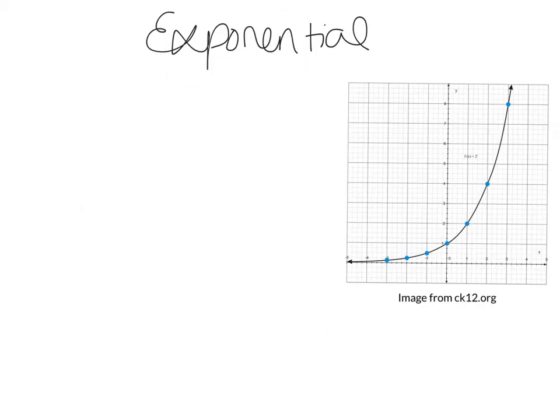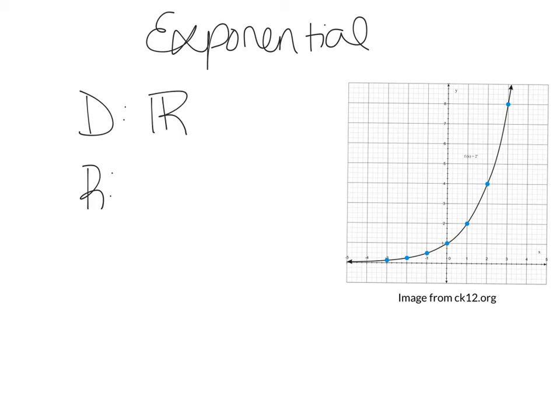Exponential, the domain and range for an exponential graph. Well, let's analyze the domain. The domain in this case, if I took a trip on the x-axis, I would always hit a point. So my domain is all real numbers.